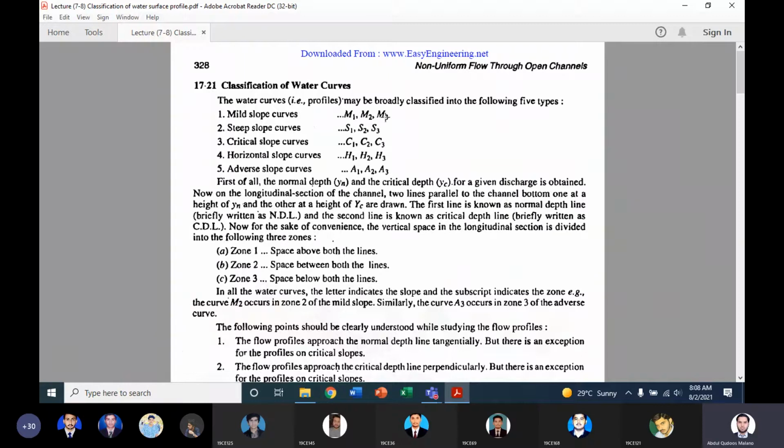So the letter of the curve, its prefix M, S, or C, is going to tell you which type of slope curve it is, and the number given afterwards is going to tell you about the zones. Let's look at how these are divided into the different zones. First of all, the normal depth and then the critical depth for a given discharge is obtained.